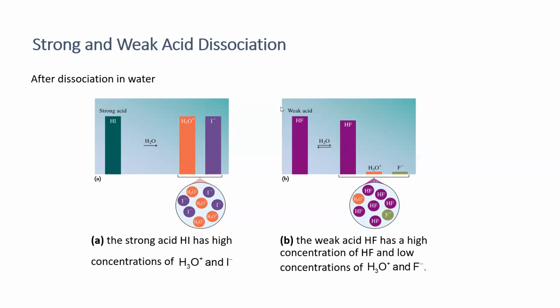It's a very different situation with a weak acid. For example, HF is a weak acid, and it does not fully dissociate in an aqueous solution. And in fact, only a small percentage of it dissociates into hydronium ion and fluoride ion. Most of it stays as HF intact because it's a weak acid, so it has a hard time donating its H plus ion.